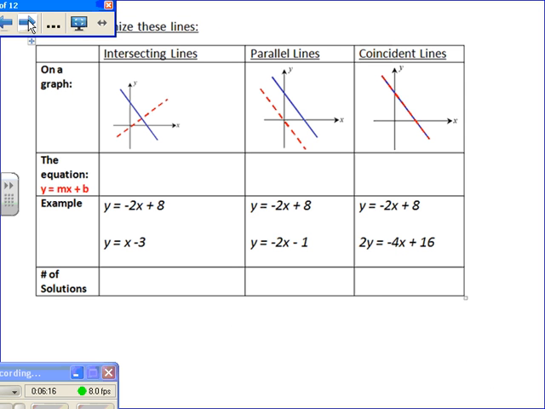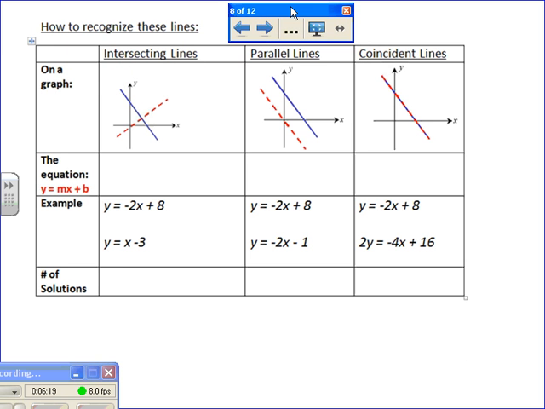So how to recognize these lines? This is important. Okay, so if you're looking at a graph, intersecting lines are really easy to recognize because they have different slopes, okay, and you can see clearly that there's one point of intersection. Okay, that's how I would see that on a graph. If I was looking at an equation, y equals mx plus b, I would have two lines, so I'd have two equations, and I would see that the two equations are different. Okay, so two different equations, and by that I mean different slopes. That's the key.